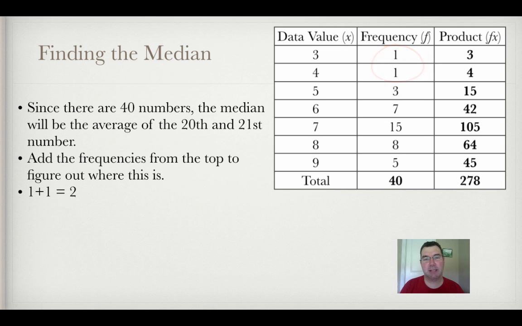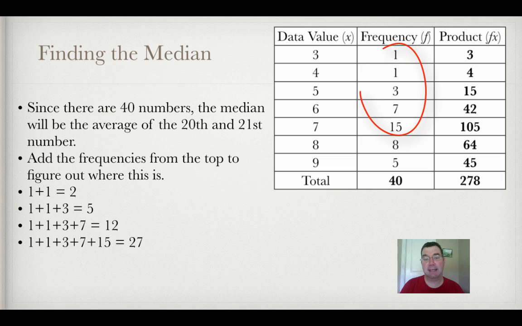So if I just look at the 3s and the 4s, that's only 2 numbers in the list. Then if I add the 5s to the list, I've got 5 numbers. Then if I add the 6s, and there's 7 of those, I have 12 numbers, still not enough to be the 20th and 21st. Then if I add the 7s to the list, I'm up to 27 numbers.